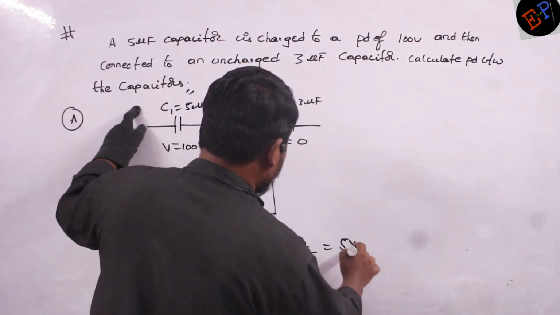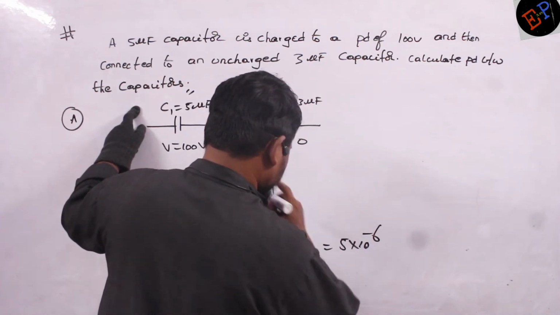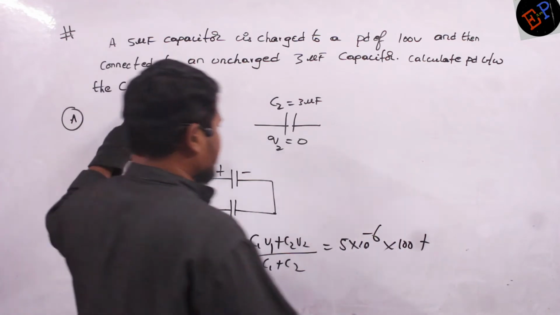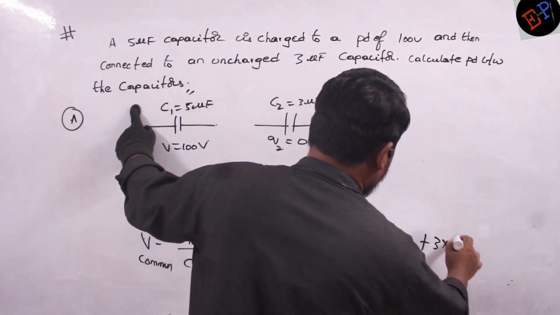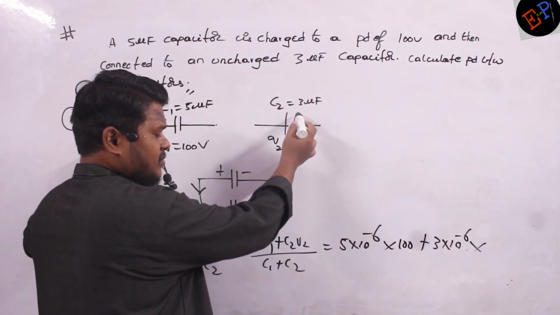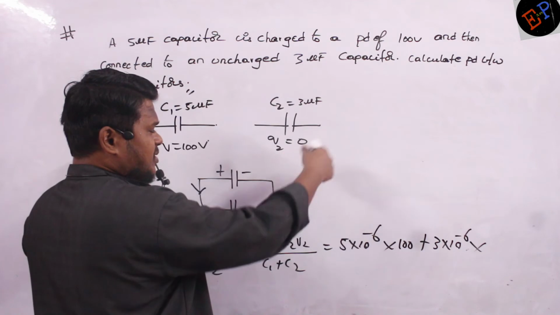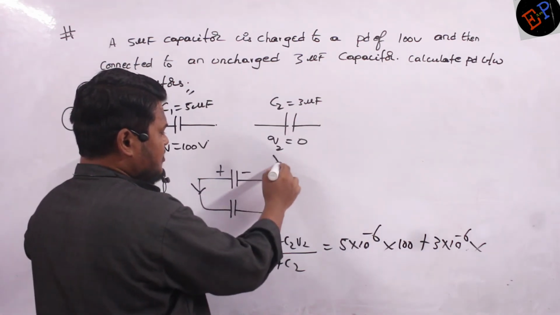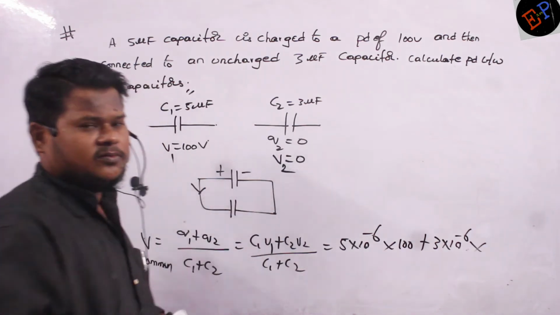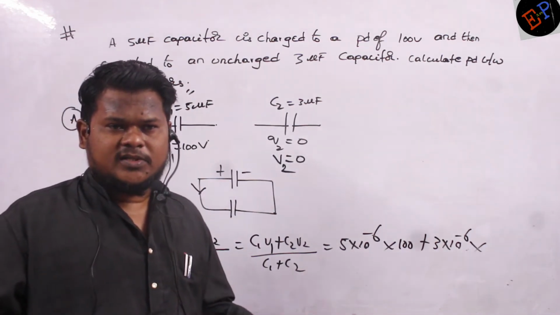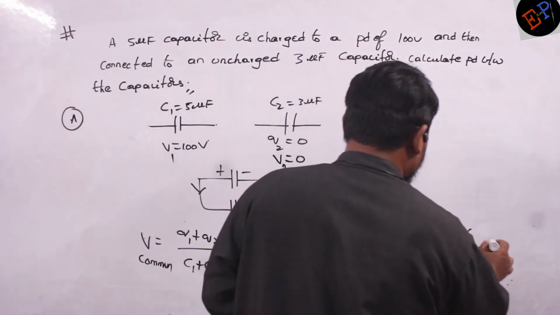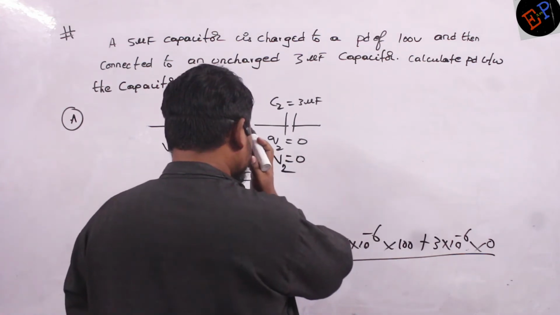So what is the capacitance of the first one? 5 into 10 power minus 6. Okay. And what is its potential? 100. What is the capacitance of the second capacitor? 3 into 10 power minus 6. Now what is the potential on the second capacitor? Before connection, there is no potential. Okay, V2 is 0. Why is V2 0? There are no charges, no? If there are no charges, there is no potential. Understood, no? So multiplied by 0, divided by C1 plus C2.